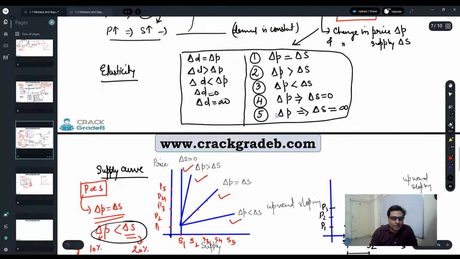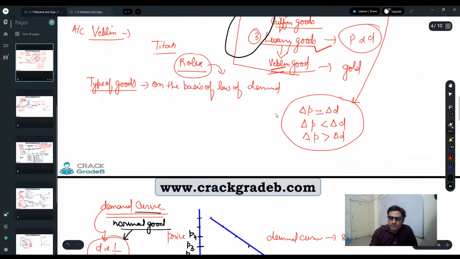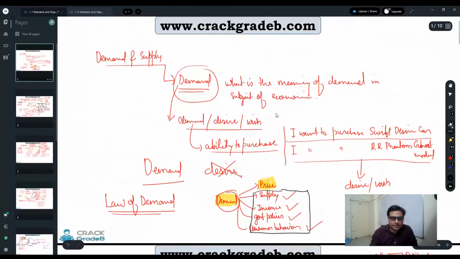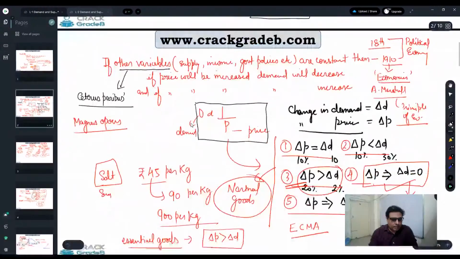So till now we have done two lectures in this SEBI special series, and we have started with the chapter of demand and supply. In the very first chapter, I explained the law of demand. While defining the law of demand, I told you the difference between demand and desire, and after that, I told you about the law.